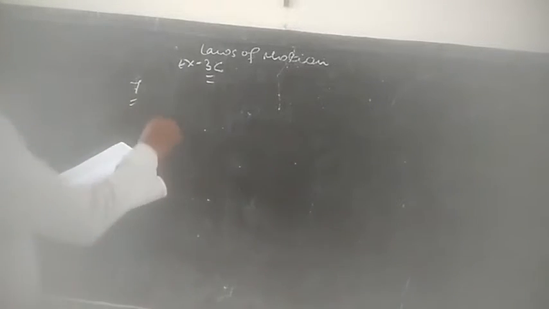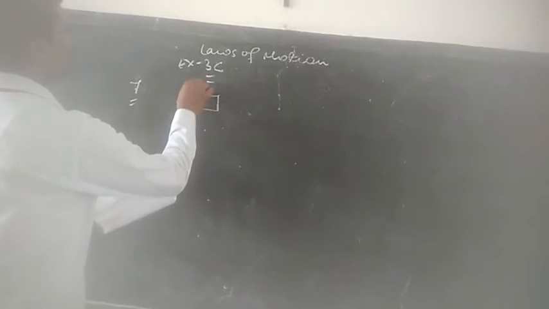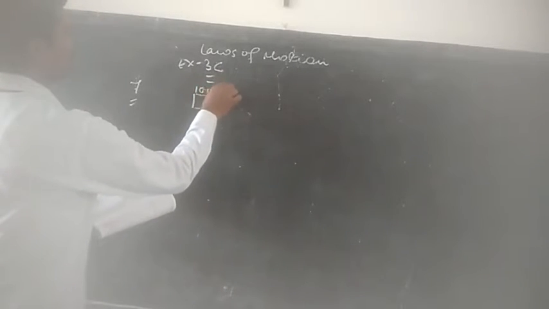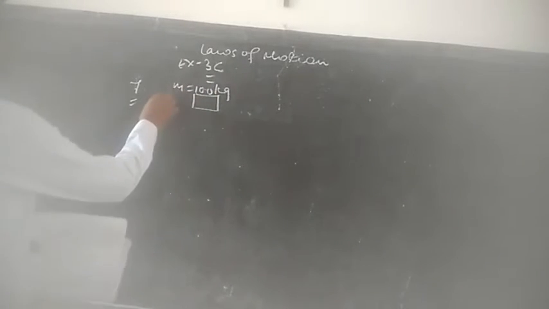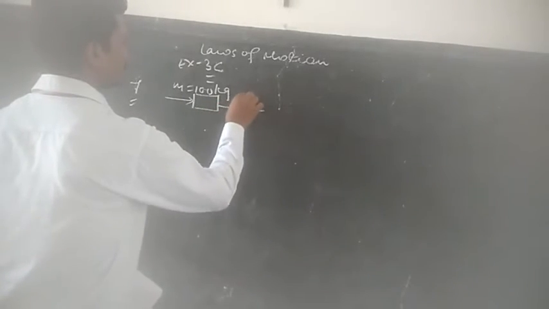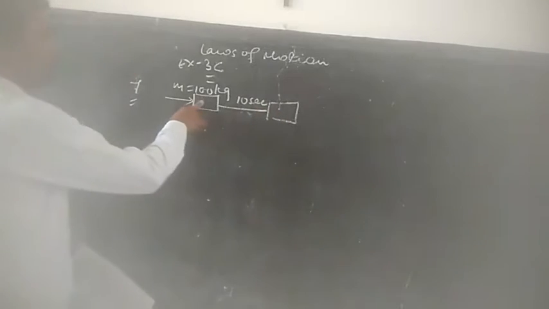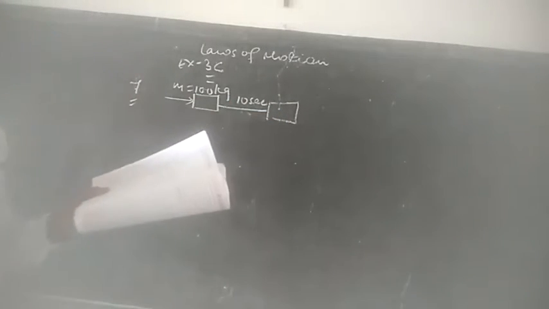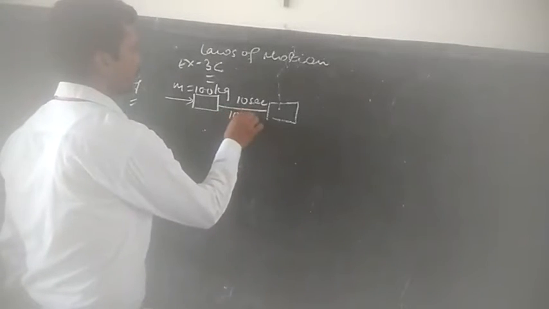This is how we can understand this. Suppose there is a body of mass 100 kilogram. This is the mass given, and a force has been applied on this mass for 10 seconds. As a result the body moves to a new position and it covers a distance of 100 meters.